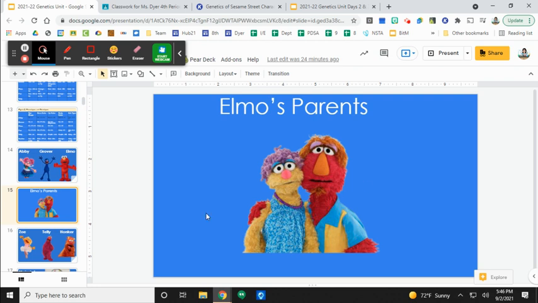For the bell ringer, go ahead and put this in your notebook, please. I would like you to identify what characteristics Elmo shares with his parents and what characteristics maybe he doesn't. Maybe Elmo has some characteristics that don't match his parents. And so I would like you to take a look and see what you think about that.